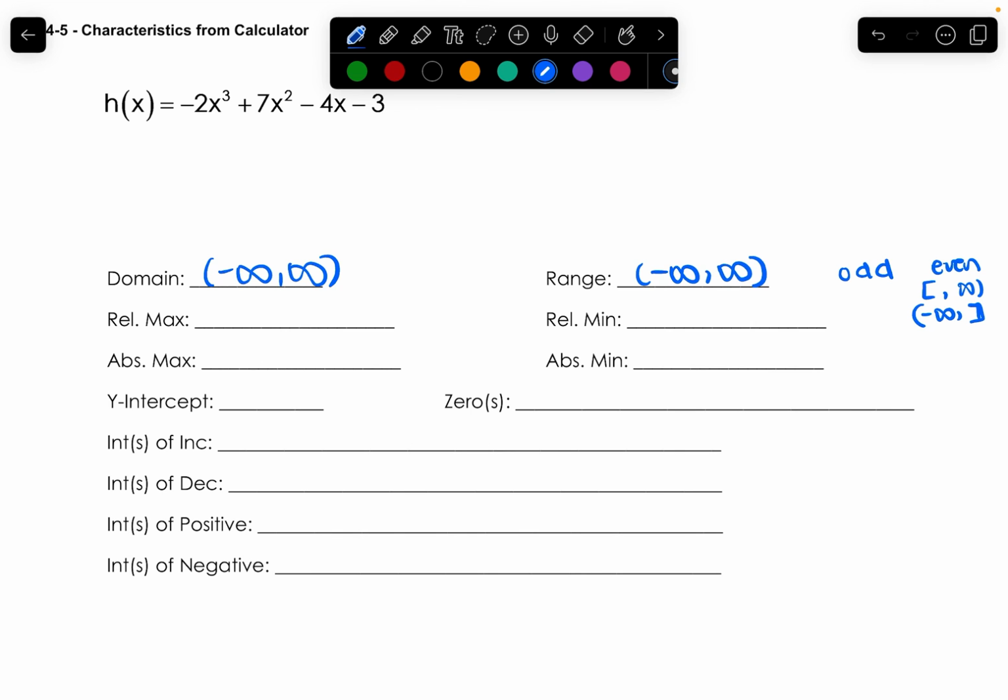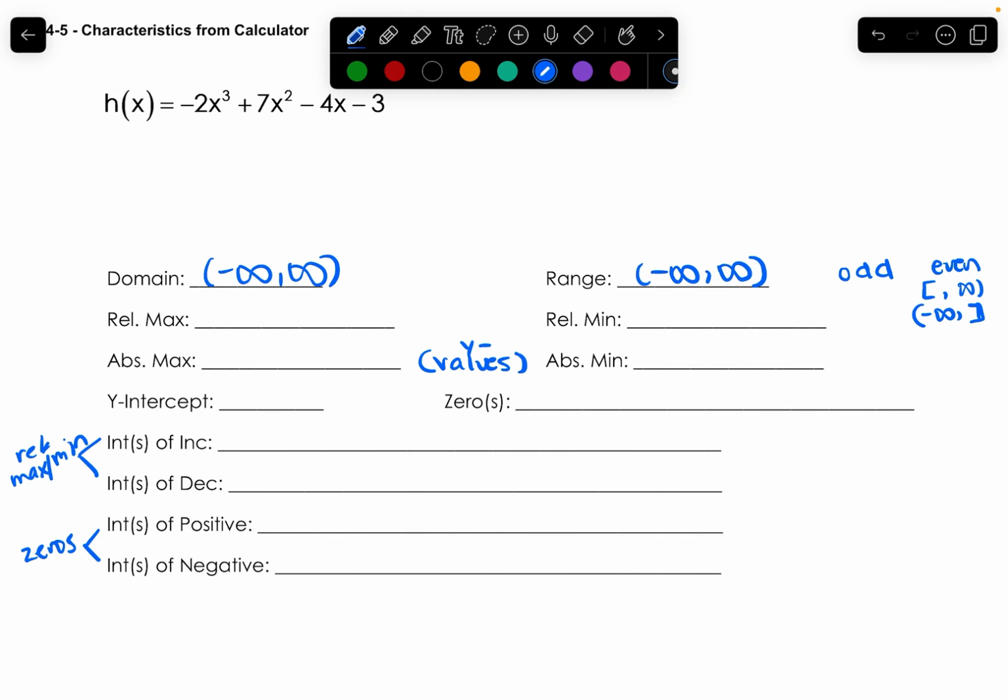Relative maximums and minimums are coordinates. Absolute maximums and minimums are values. Okay, they're y values. And increase and decrease uses the x from the relative max or min. And positive and negative, it changes from positive to negative at the zeros. Okay, increase and decrease changes at the maximum and minimums.